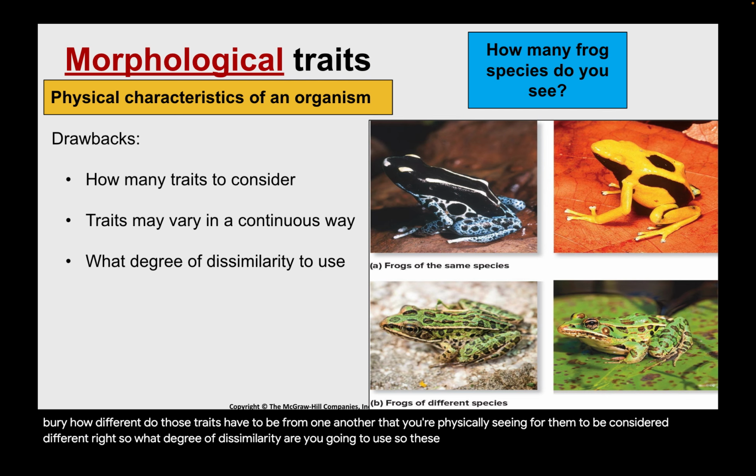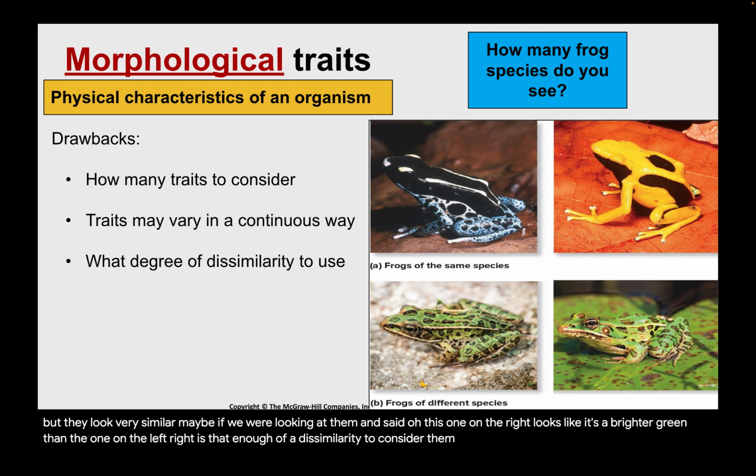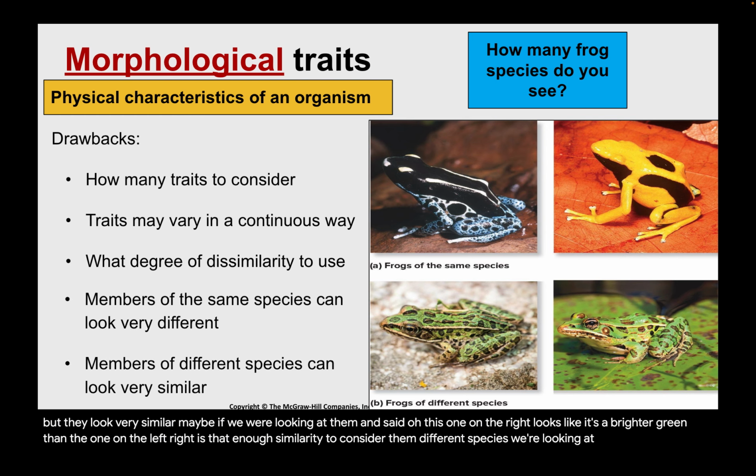So these bottom 2 frogs, right, they are different species, but they look very similar. Maybe if we were looking at them and said, oh, this one on the right looks like it's a brighter green than the one on the left, right? Is that enough of a dissimilarity to consider them different species? It totally depends. Depends on the species we're looking at. Right? So members of the same species can look very different.